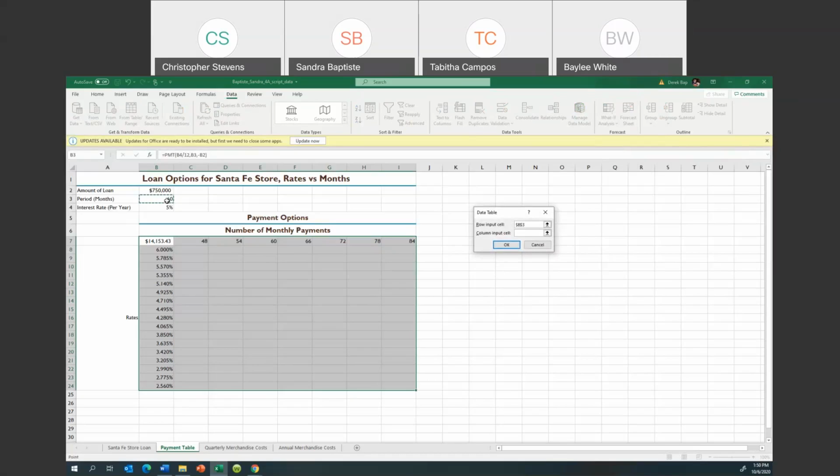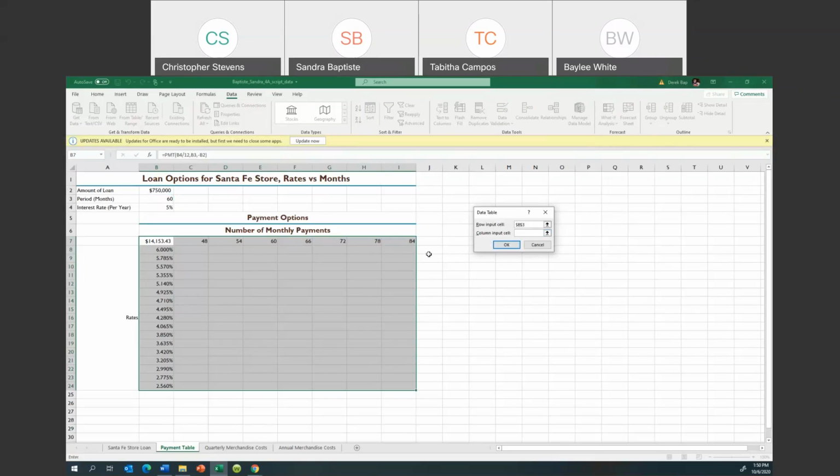Just to explain what that is, it's saying on the row that I'm looking at, where the function is in B7, that row represents the number of payments. Where's the initial number of payments? Well, we got it from B3. As it goes through the rest of these cells to fill it out, it knows to take 48 and replace the 60 with that, take 54 and replace the 60 with that, take 60 and replace 60 with that. Okay. So go to column input cell.